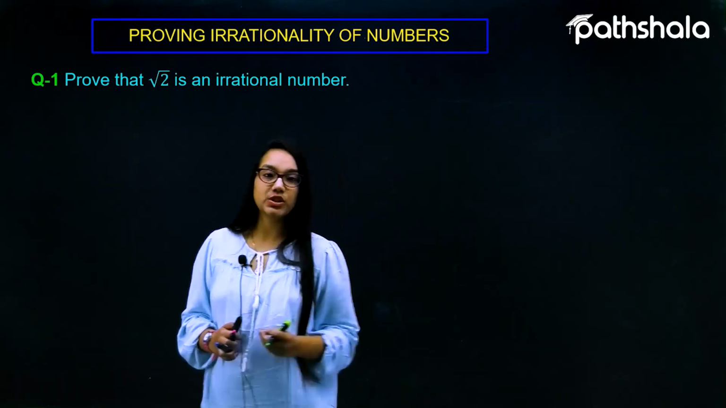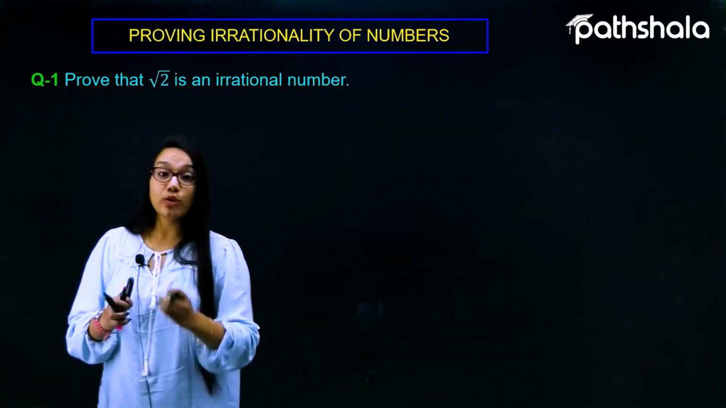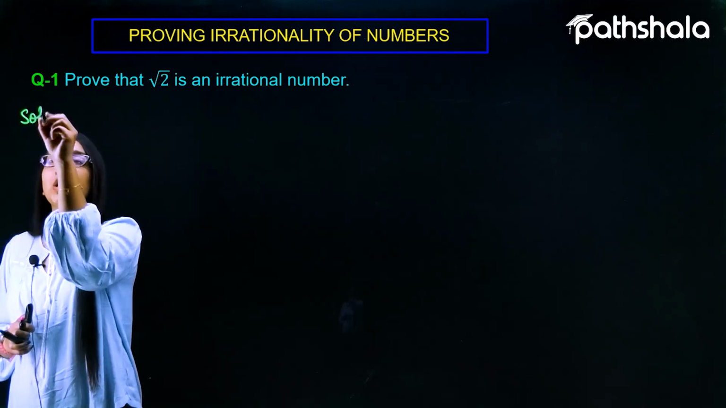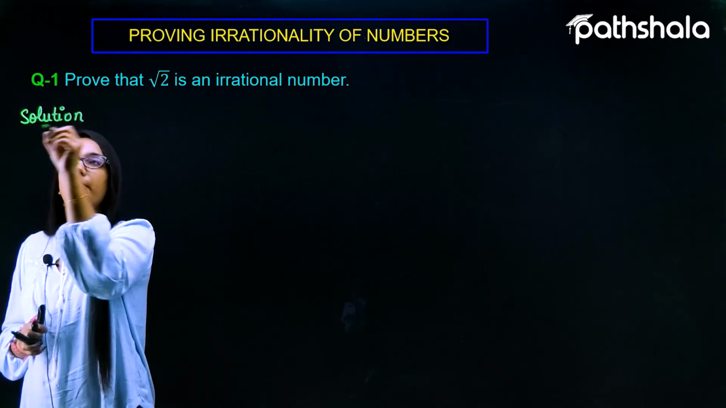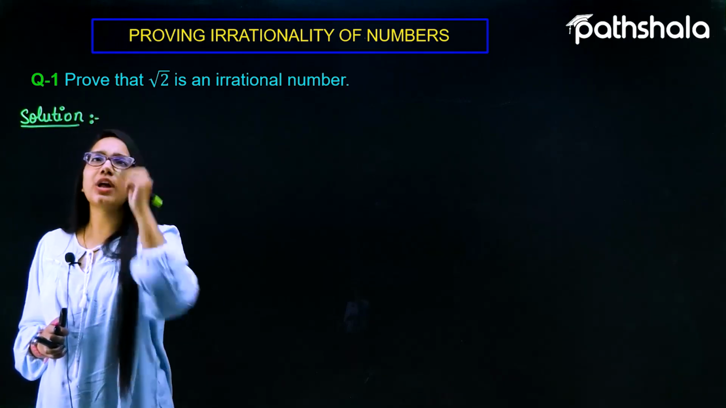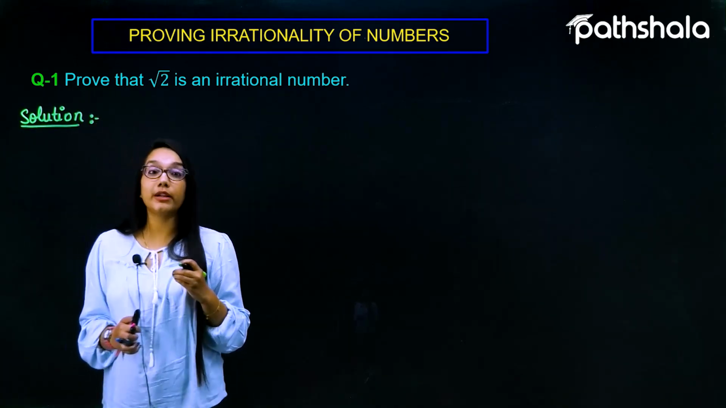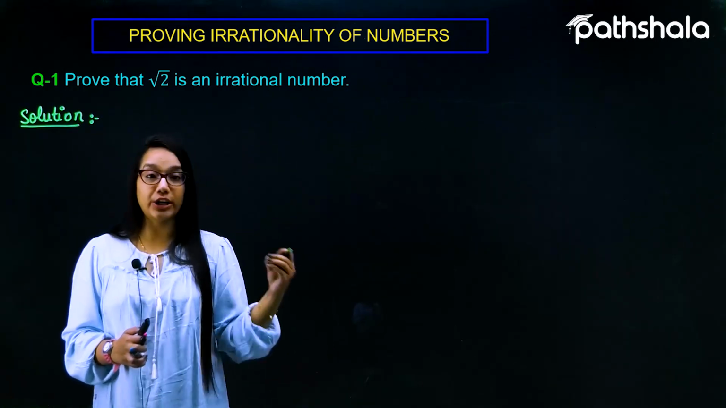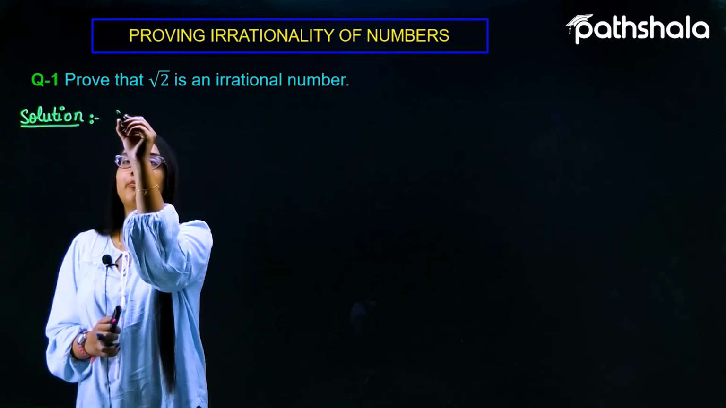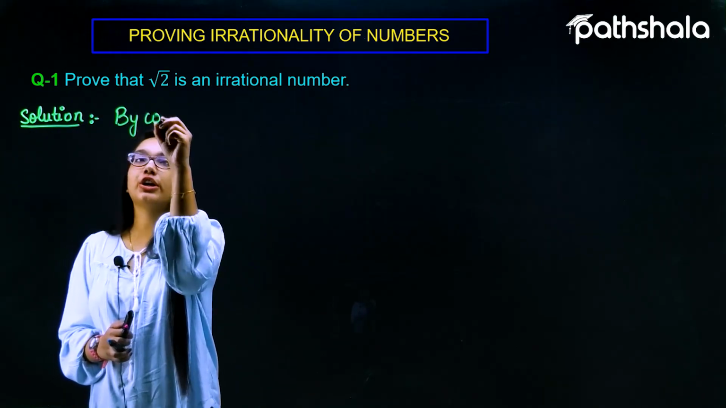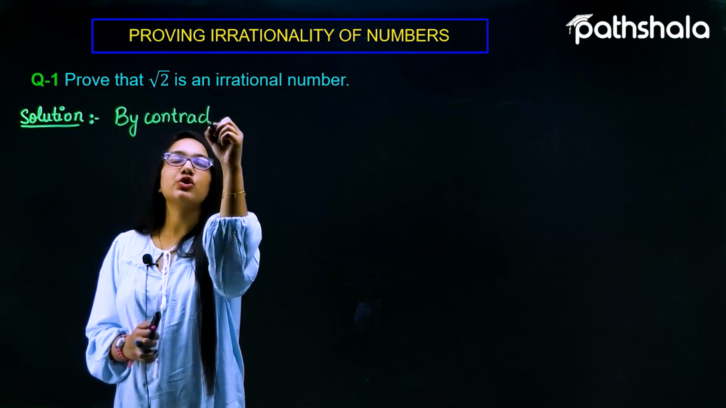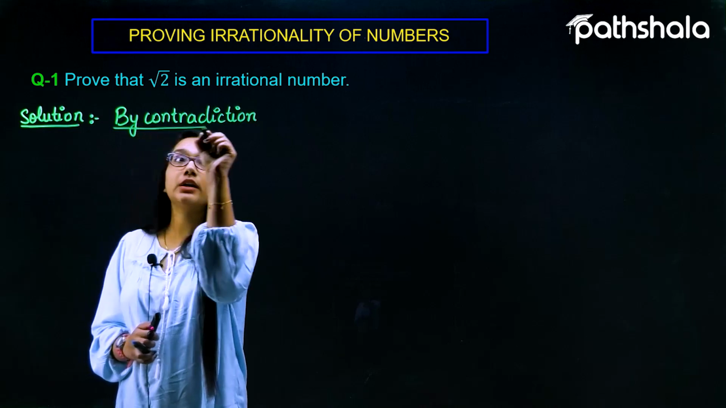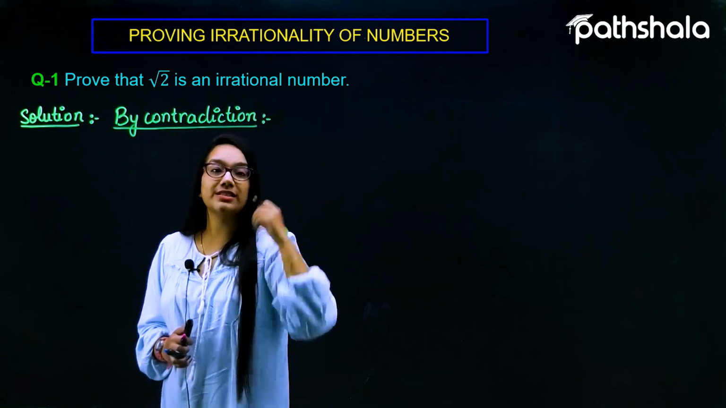So let's start the solution of proving that square root 2 is an irrational number. We will prove the irrationality of this number with the help of a very special method called proof by contradiction. What is the meaning of contradiction? Actually, we will contradict the thing which is given to us.